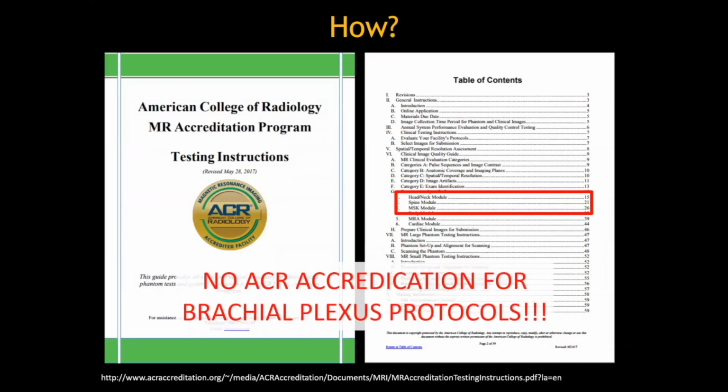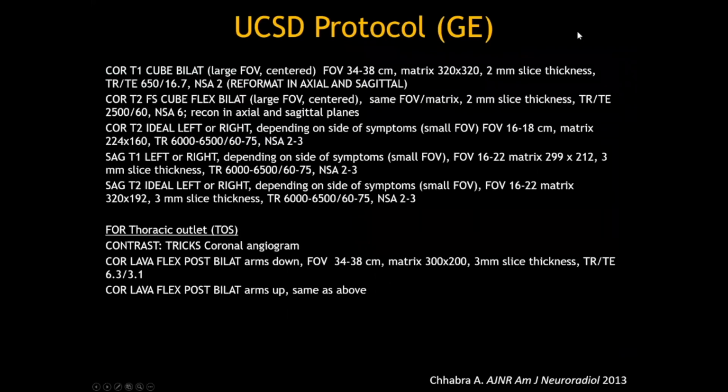If you look at the ACR accreditation manual, you have to submit your images for accreditation for your MR magnets. You'll notice that there's no specific module for brachial plexus imaging. So that doesn't give much in the way of guidance to properly image the brachial plexus. There are some references in the literature.